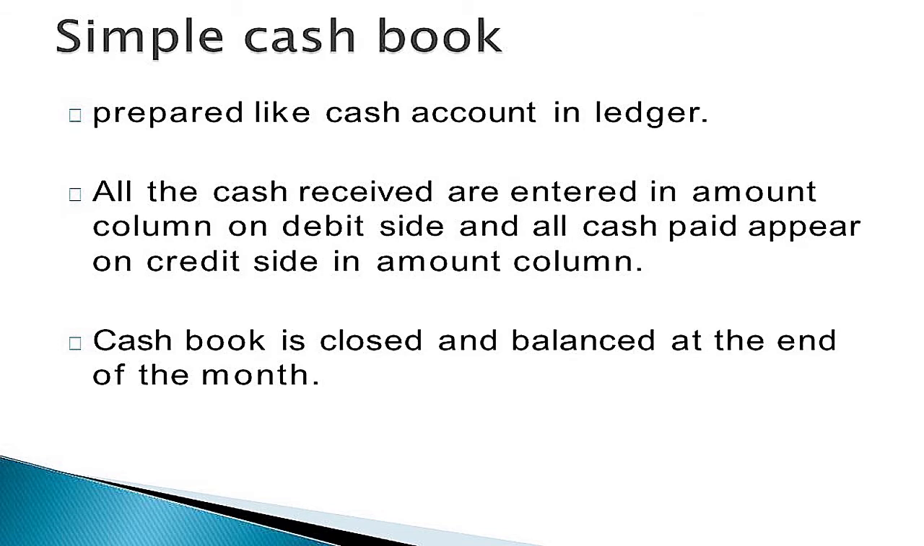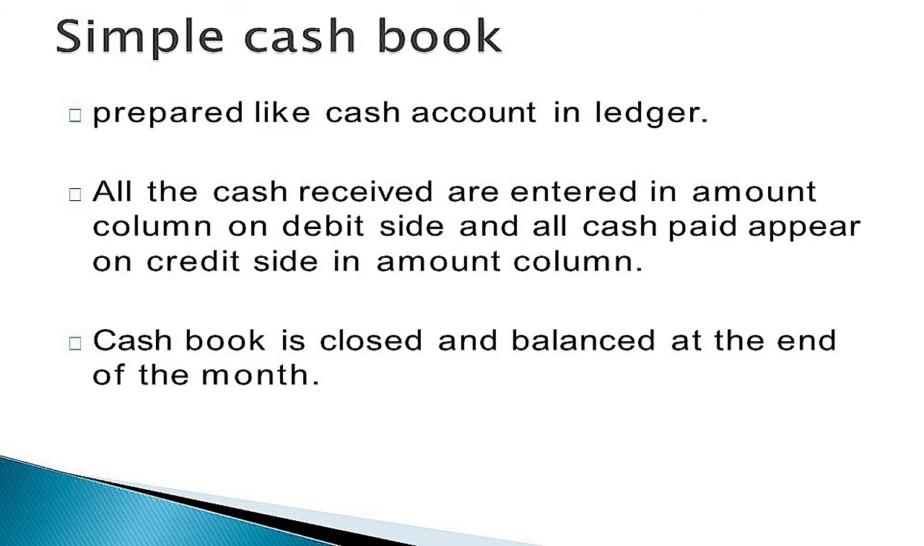The simple cash book is like our T-shaped ledger: date, particulars, folio number and amount. All the cash received is entered in the amount column of the debit side, and all cash paid appears on the credit side in the amount column. Very simple to remember. All receipts are debit, all payments are credit.